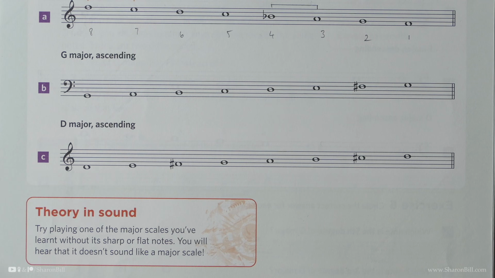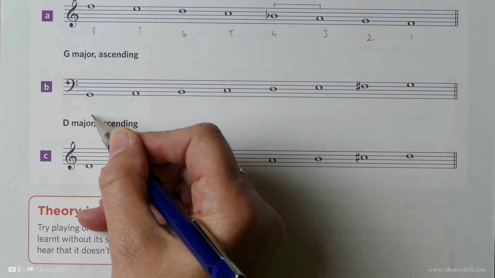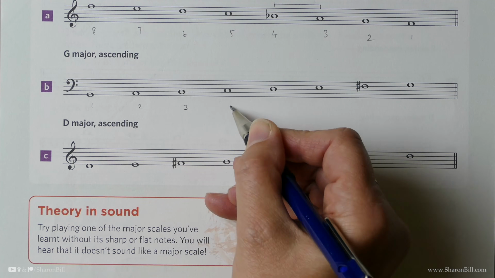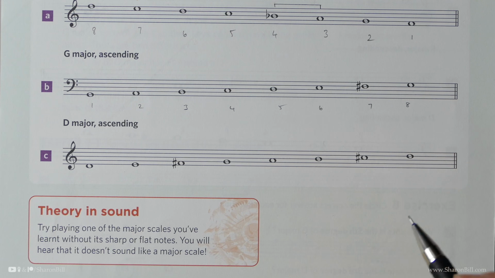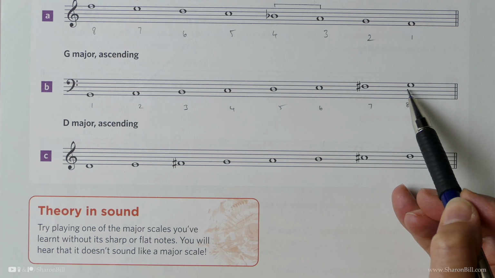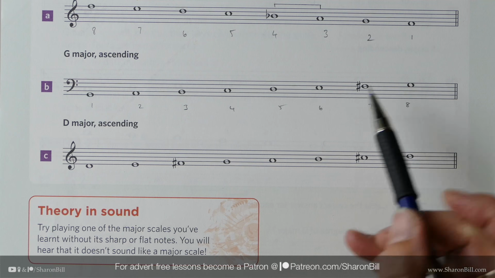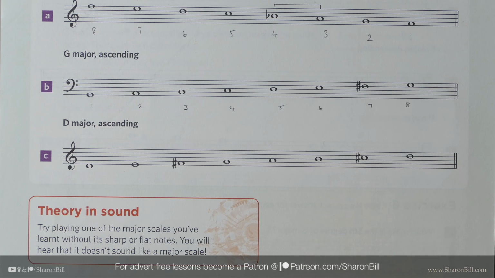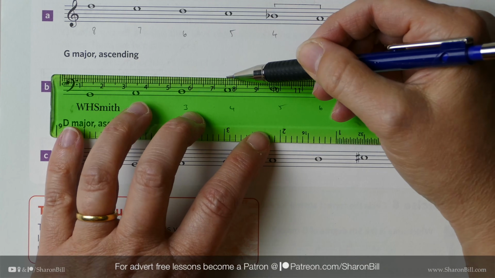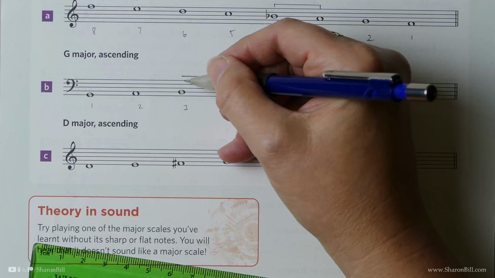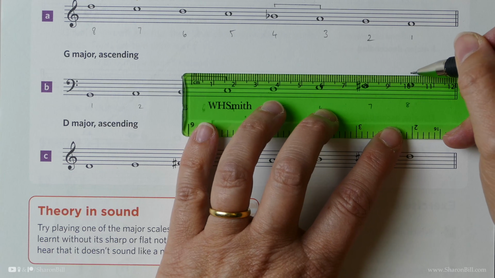So in G major, the degrees of the scale, counting upwards now, we're ascending: 1, 2, 3, 4, 5, 6, 7, 8. And we know that 3 to 4 and 7 to 8 are the semitones of the scale pattern, providing that the correct sharp is in place, which it is. So we have 3 to 4, and then we have 7 to 8.